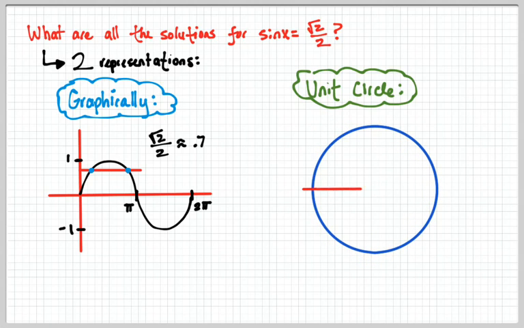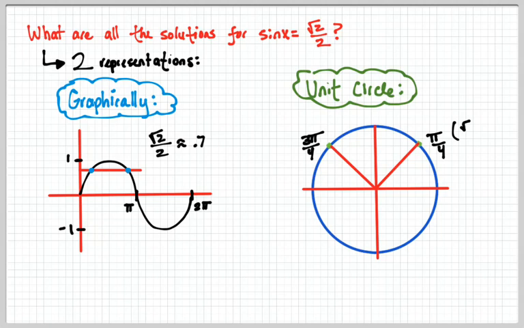There's our circle. Alright, and your knowledge of the unit circle puts us here and here. So we got pi over 4 and 3 pi over 4. We could write the coordinates in for this too. That will help. Rad 2 over 2, rad 2 over 2. And negative rad 2 over 2, rad 2 over 2.